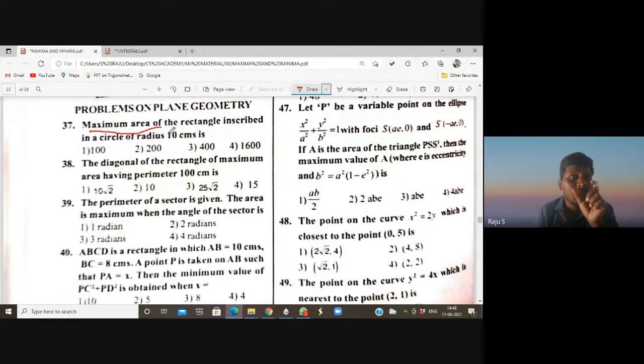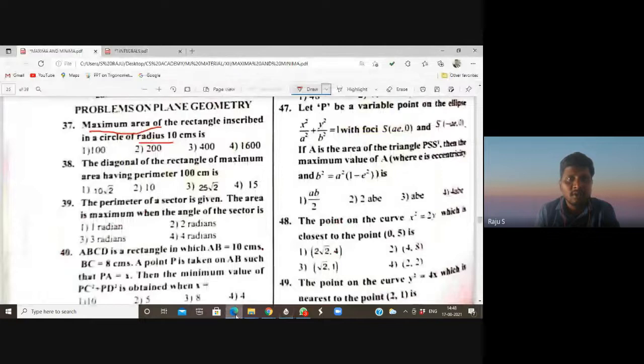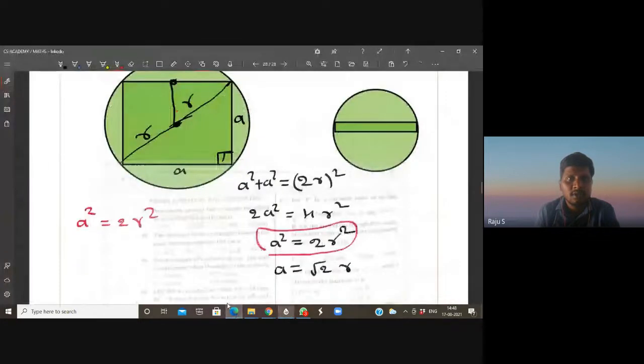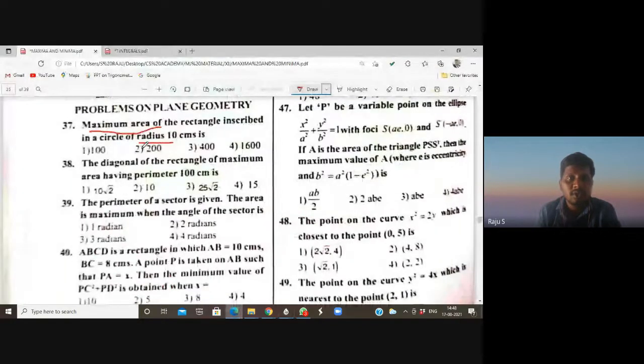So in the question, the maximum area is given by the square. The area of the square is a square equal to 2 into r square. What is the r value they have given in the question? 10. You have to remember the formula because I derived it here. So 2r square: 2 into 10 square, that is nothing but 200. It is a logical and easy question. The second option is correct. The maximum area of a rectangle is always given by a square. The area of the square is 2r square in terms of radius.